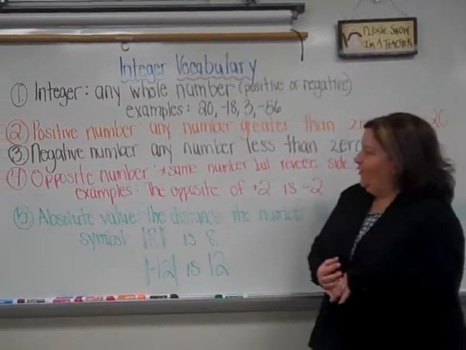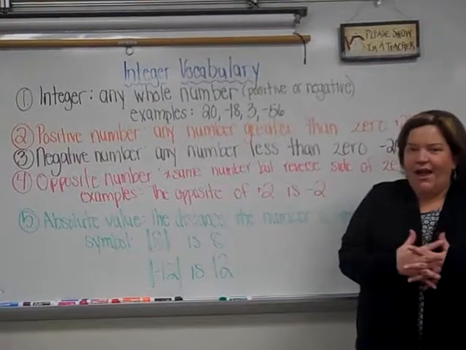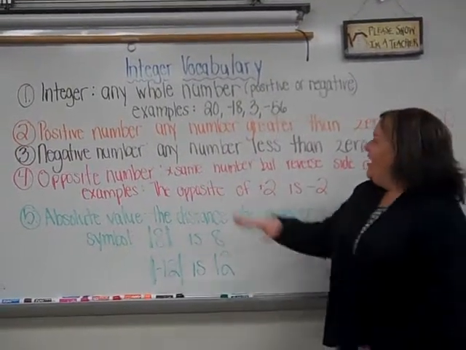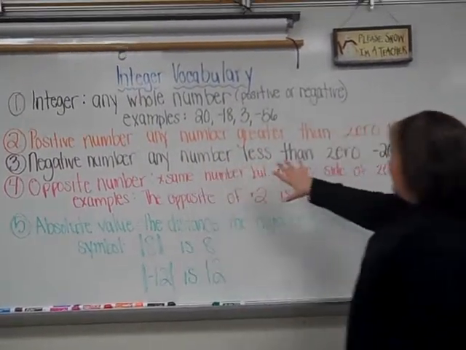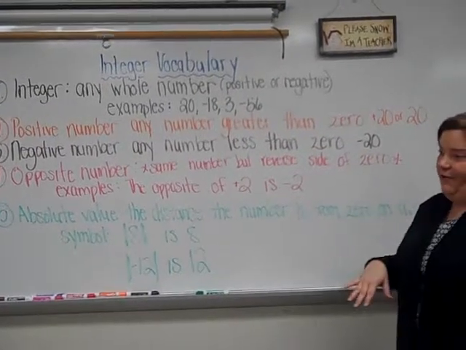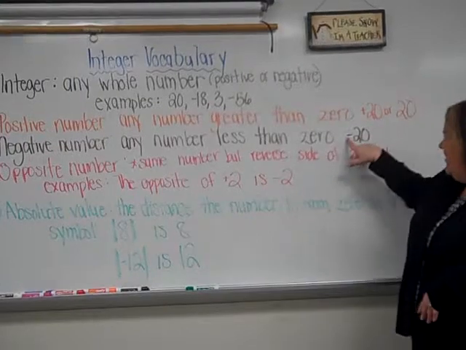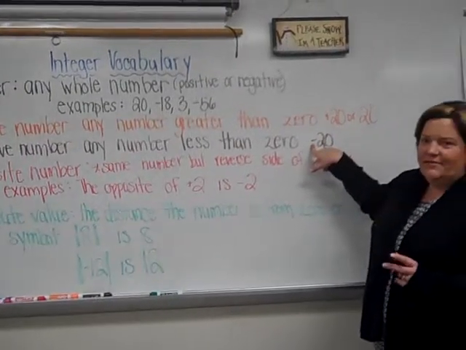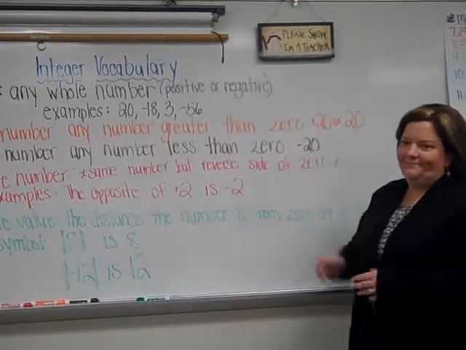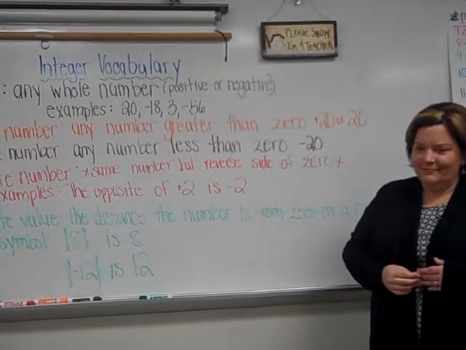The next vocabulary word in brown is a negative number. And a negative number is any number less than 0. But for it to be negative, it must have the negative symbol. Okay?